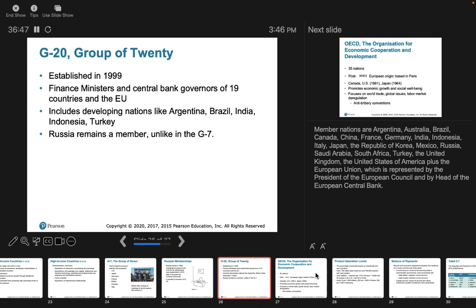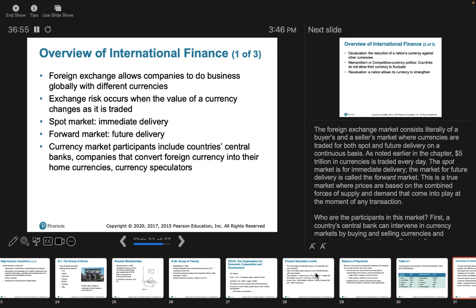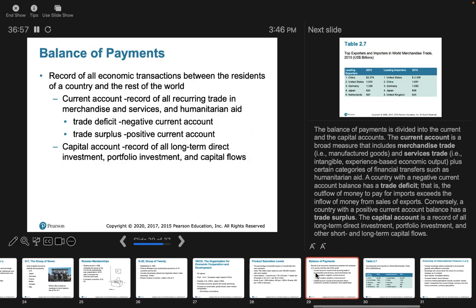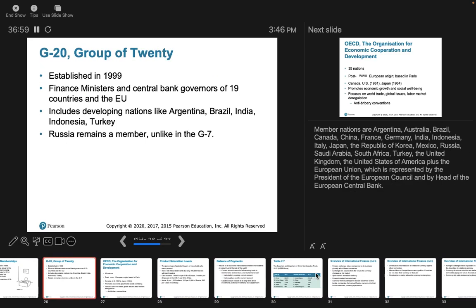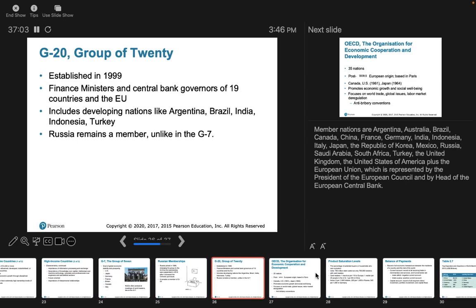Now we're going to look at the G20 group. This was established in 1999. The countries in the G20 include Argentina, Brazil, India, Indonesia, Turkey, and also Russia.